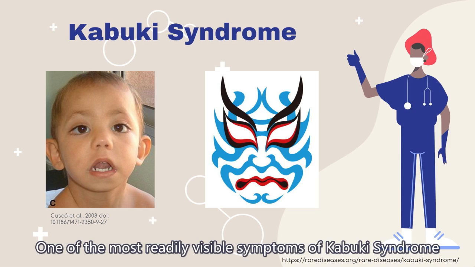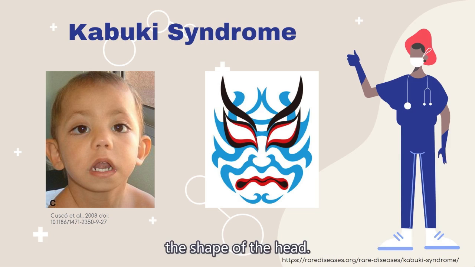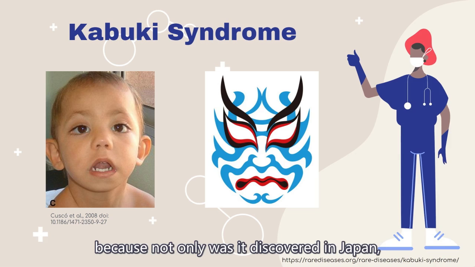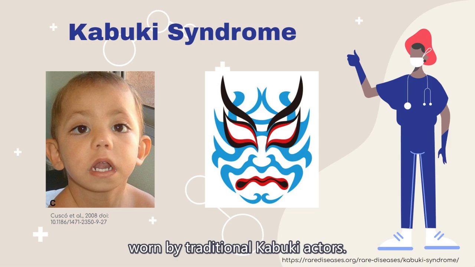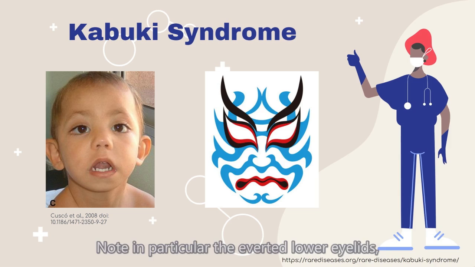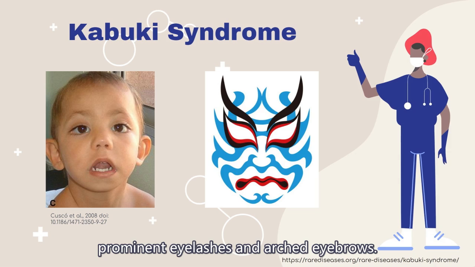One of the most readily visible symptoms of Kabuki syndrome is the way it causes improper development of the shape of the head. The disease is named Kabuki because not only was it discovered in Japan, but also the head shape is reminiscent of the masks worn by traditional Kabuki actors. Note in particular the everted lower eyelids, the broad nose with a flattened tip, prominent eyelashes, and arched eyebrows.